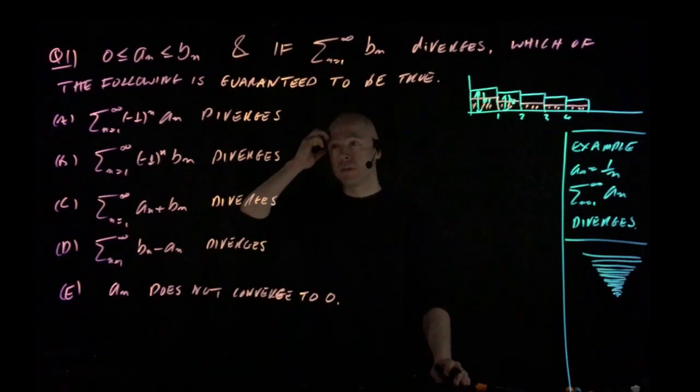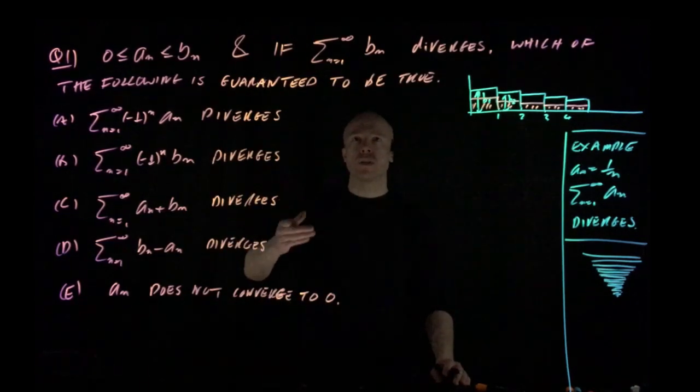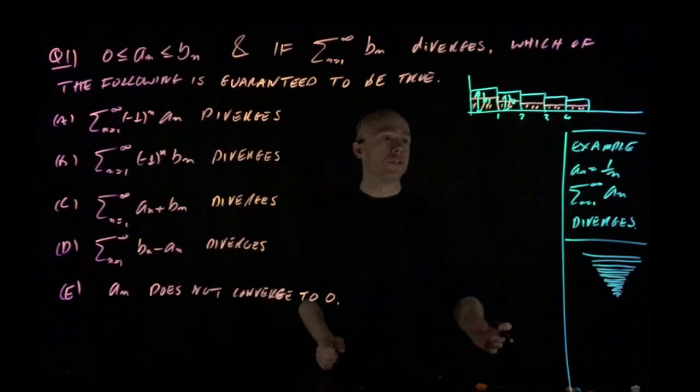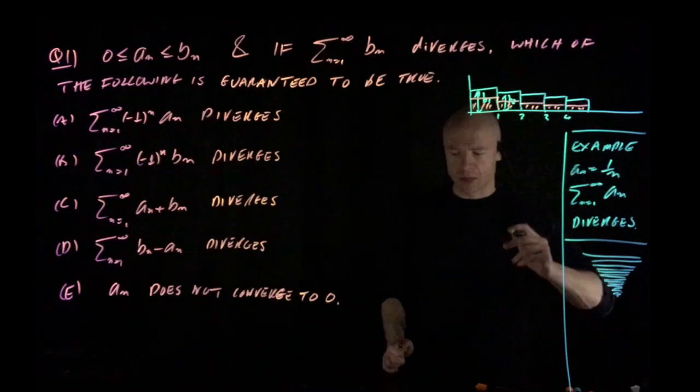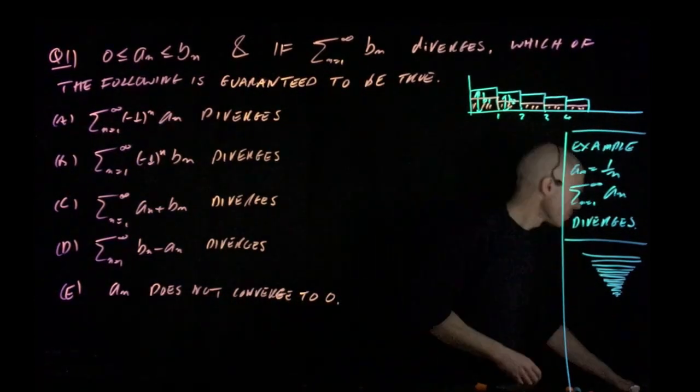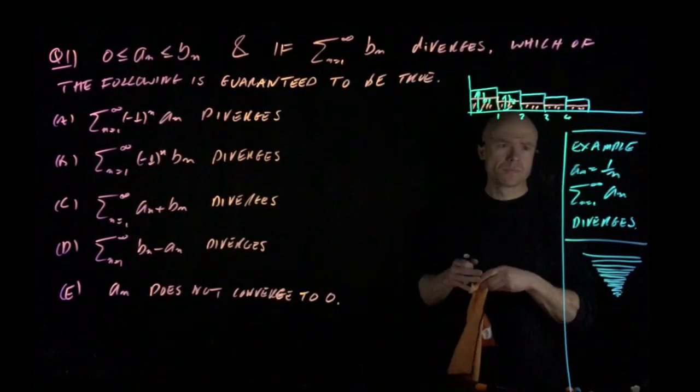So to really nail down that this doesn't have to be true, we have to come up with an example of an and bn for which this is false, and it's very easy to do. We should take our bn to be what I called an right here. So let's take bn to be 1 over n.